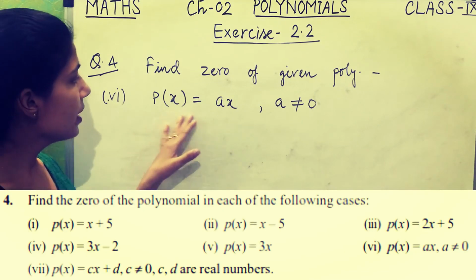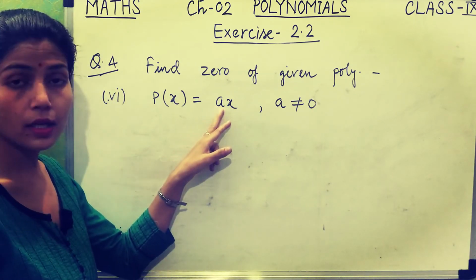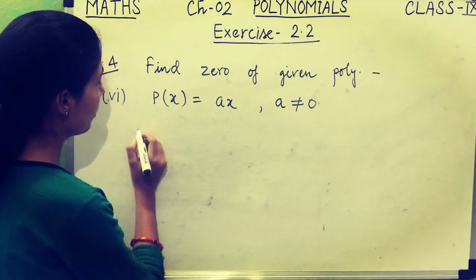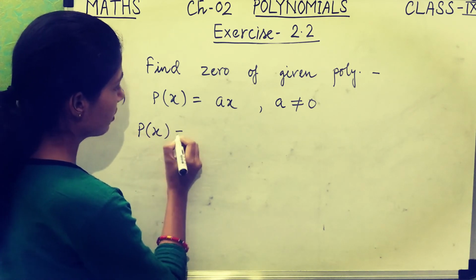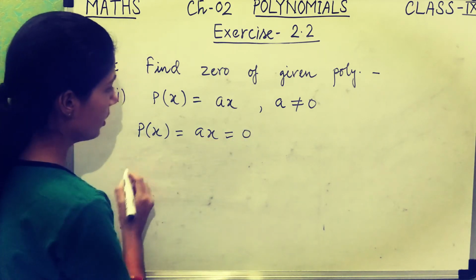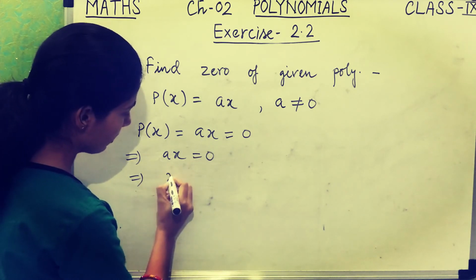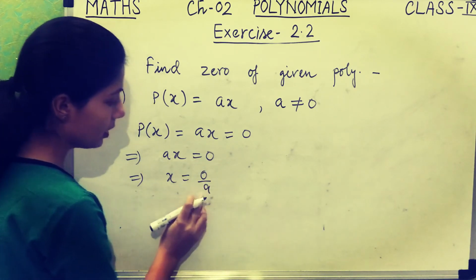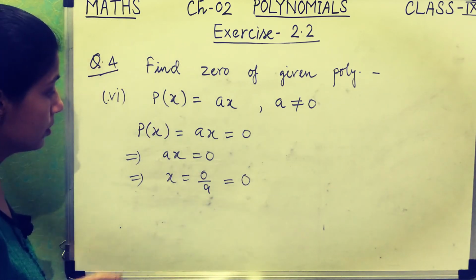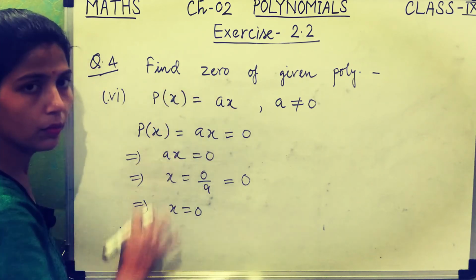The next part is p(x) = ax, where a is not equal to 0, meaning a is a non-zero value. Now you have to find its zero. For this you have to make this p(x), that is ax here, equal to 0. So ax = 0, then x will be 0 upon a, where a is a non-zero constant, so it will be 0. So x = 0 is a zero of this given polynomial.